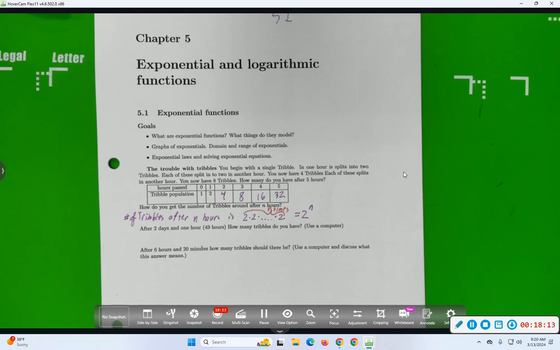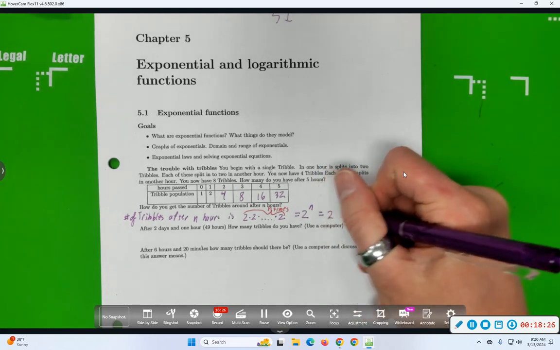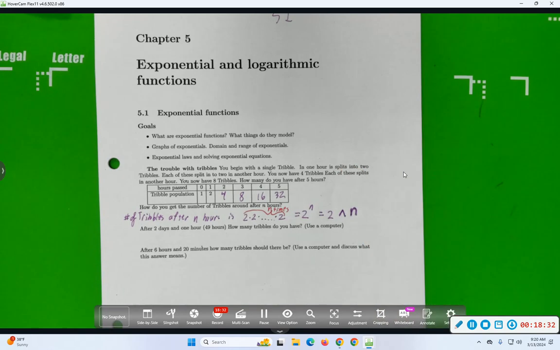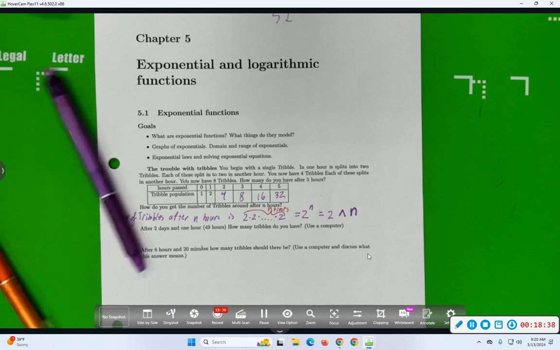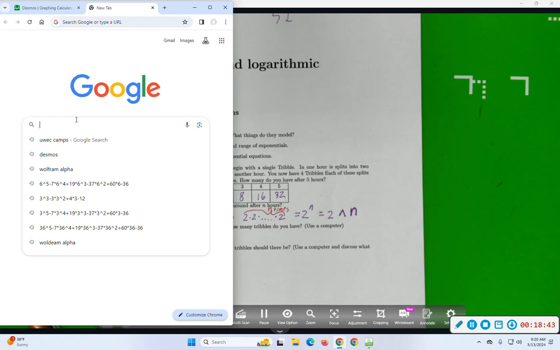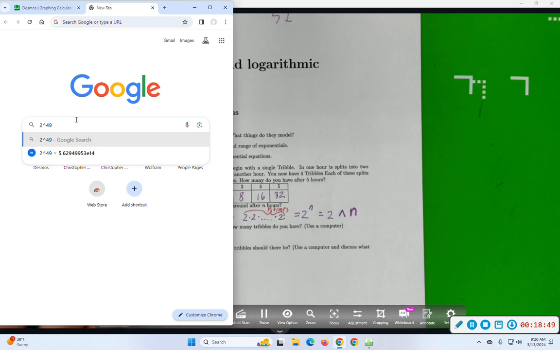How about this? After 2 days and 1 hour, after 49 hours, how many triples do you have? So that would be very annoying if you wanted to do it by hand. You'd have to multiply 2 by itself that many times. So we'll resort to a computer. The standard computer notation for this, there will be some upper caret symbol, and if you want to ask a computer to do that. So, maybe just for the sake of demoing, it's really big. So that's 2 raised to the 49, because 2 days and 1 hour is 49 hours.